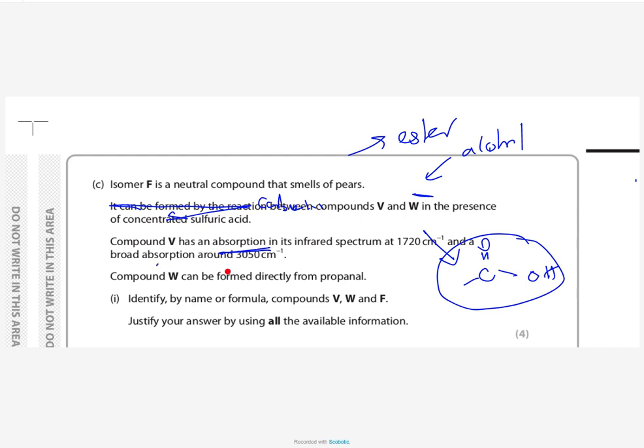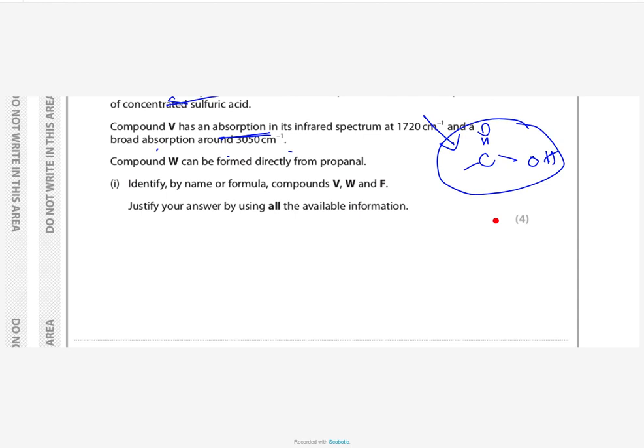W, the alcohol, can be formed from propanal. That means reduction of propanal gives you propanol. Propanol is W, right? Actually, you have to say propan-1-ol. No, propanol alone is wrong, because there's also propan-2-ol. With ethanol you can just say ethanol, because there's no ethan-1-ol or ethan-2-ol. If you just say propanol, you lose a mark.